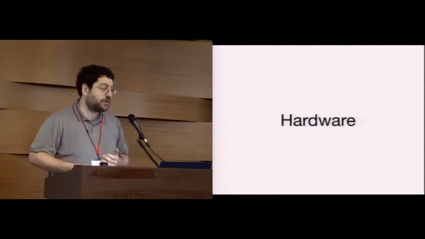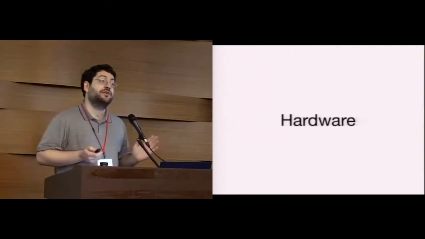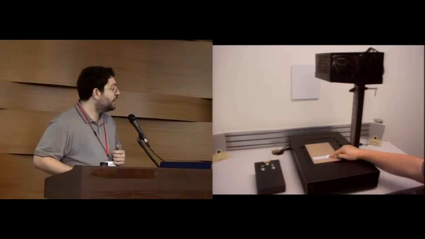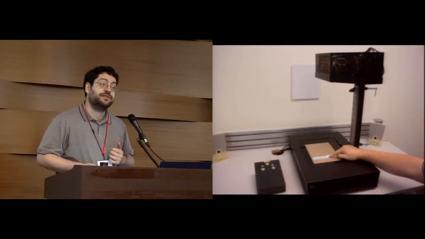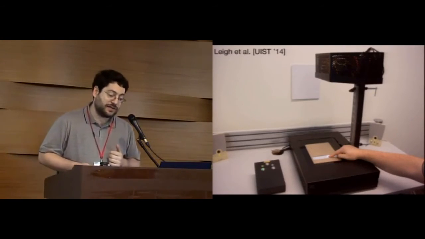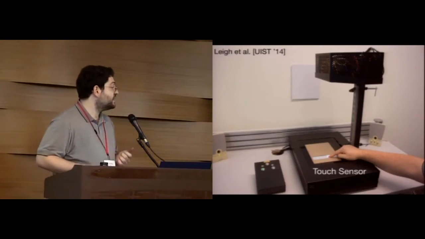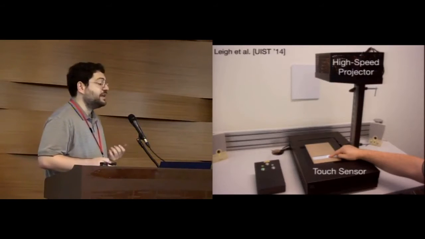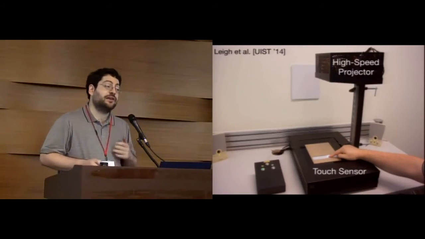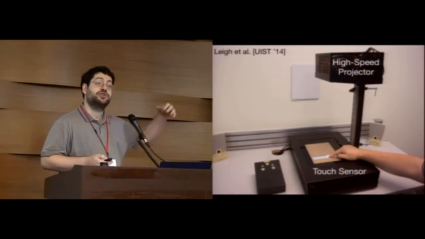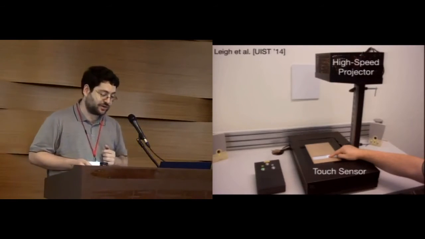So let's take a look at what the hardware was. This is the same hardware that we used for this study as well as the second study that I'm going to talk about. The hardware looks like this. It's the fast multi-touch system, which is described in detail in Lay et al. from last year's WIST. It has a touch sensor, which is like a passive touch sensor at the bottom, and it has a high-speed projector on the top. Now, the touch sensor has no display. The only image is produced by a top projected image from this high-speed projector.